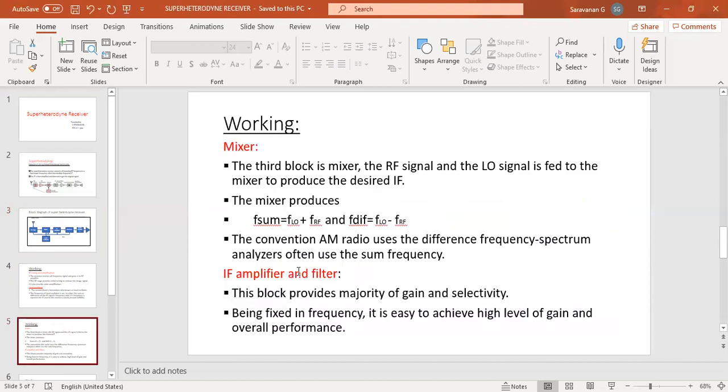So this signal is given to the IF amplifier where it is amplified to provide the gain to the receiver, as well as it increases the selectivity, sensitivity and the fidelity of the receiver. The sensitivity and selectivity of the receiver do not change with the change in the incoming frequency.